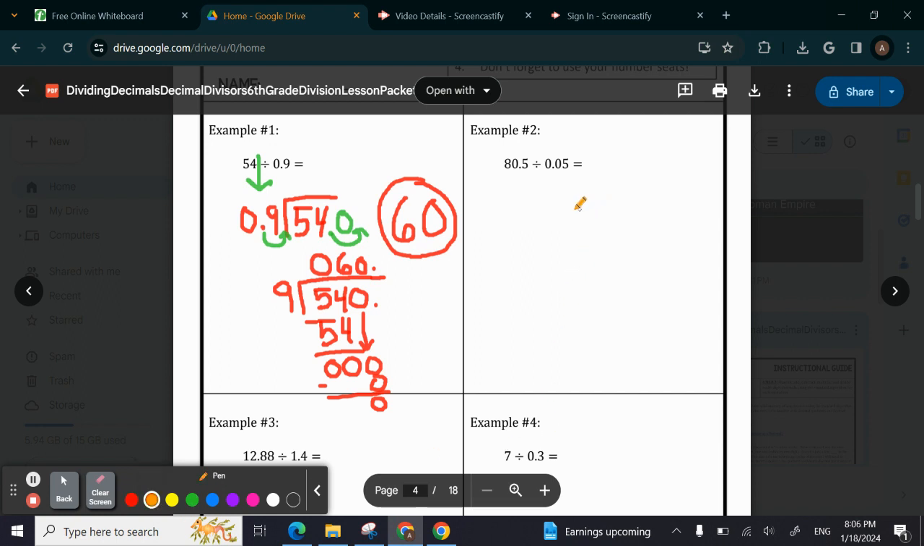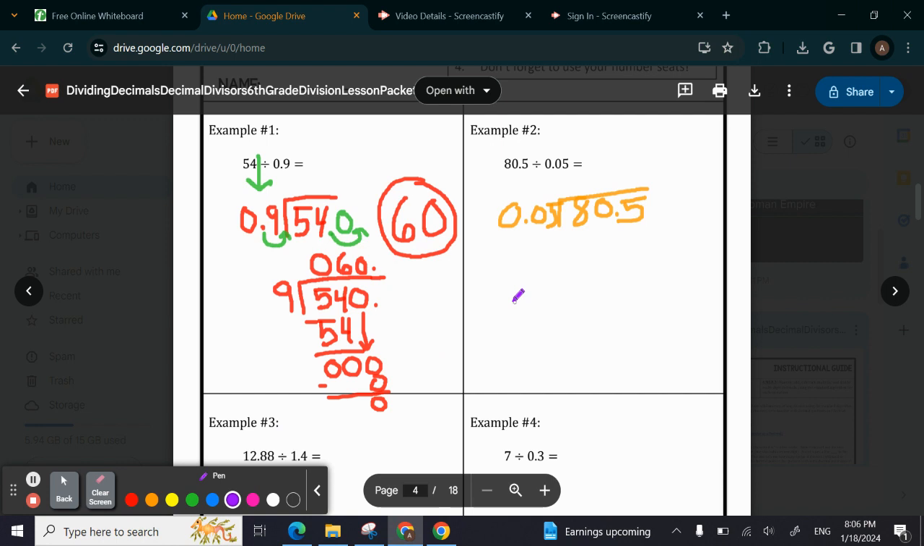Again, let's write it in the correct format before we do anything. So 80.5 divided by 0.05. This pen is not easy to write with, so no one make fun of my writing.